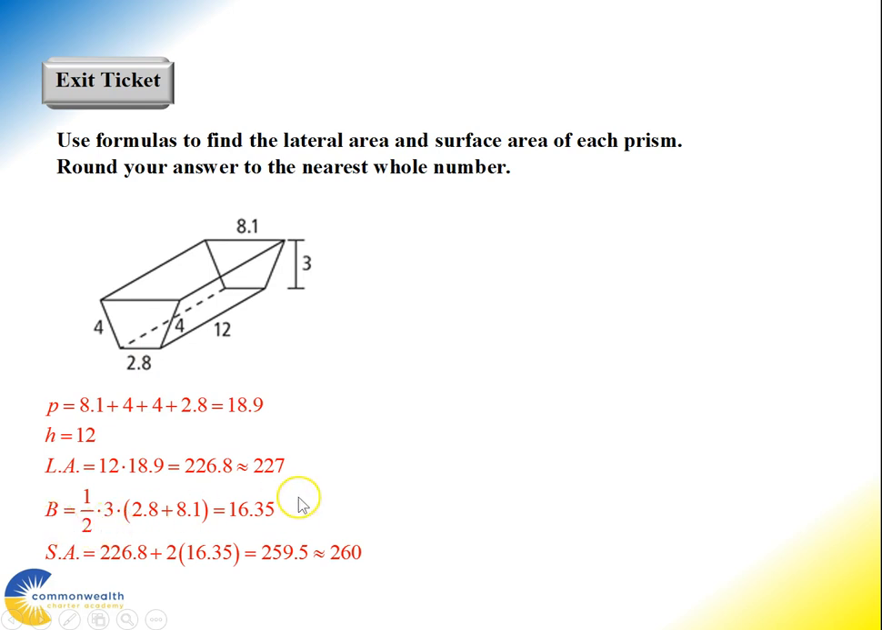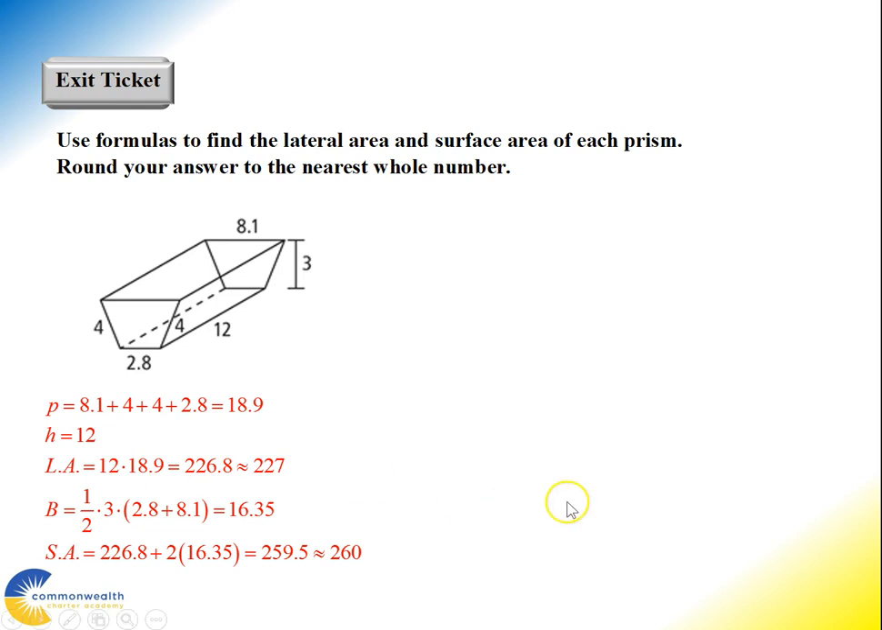So once I get the area of the base, which would be 16.35, I do the lateral area plus 2 times the area of the base because I have two bases. And when I do that, I get about 259.5, which is approximately 260. I would usually say square units for both of these, 227 square units, 260 square units. One thing to keep in mind, because I've seen students overlook this: always be aware that the surface area should always be bigger than the lateral area.